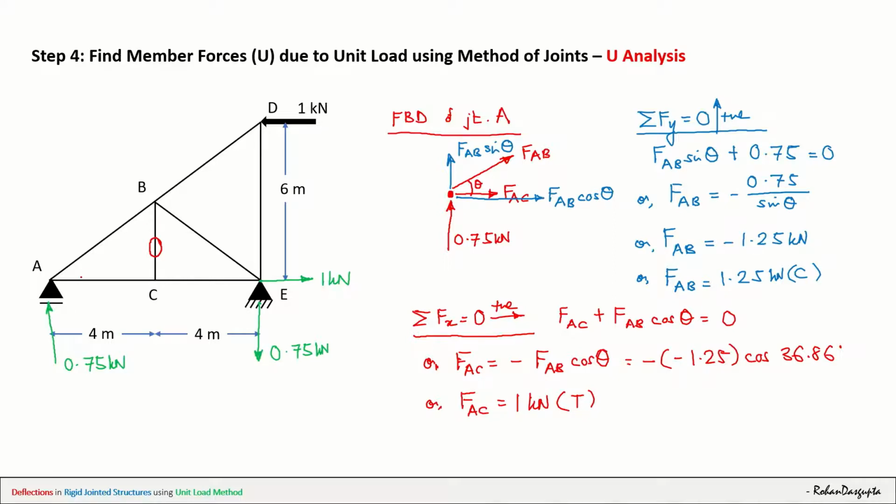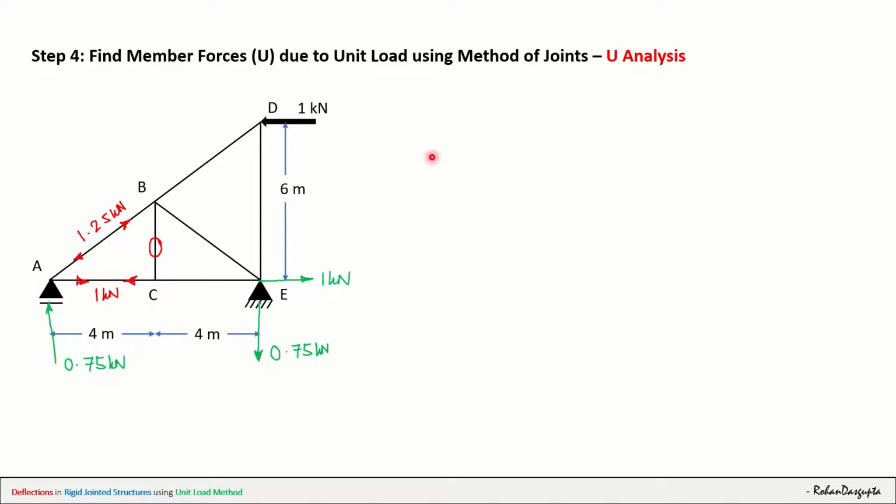So let us mark these two in the figure. This is tensile in nature, 1 kilonewton FAC. And this is compressive in nature. Okay, this is 1.25 kilonewton. All right, so now let us find the forces in the other members.